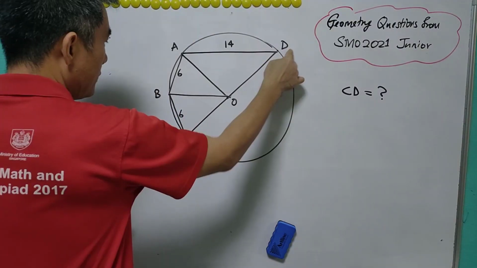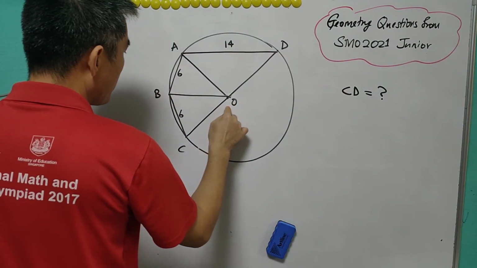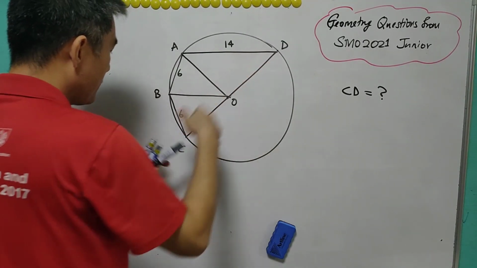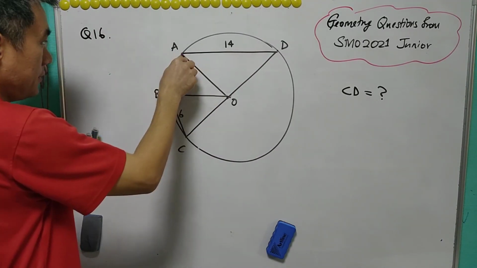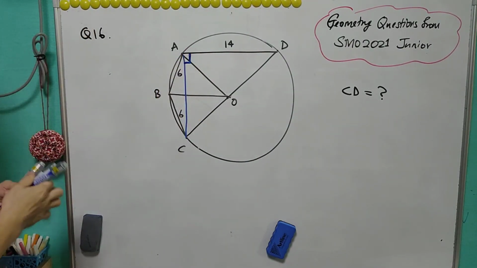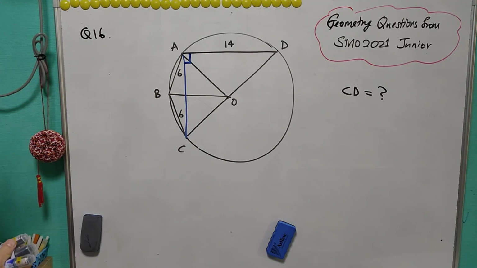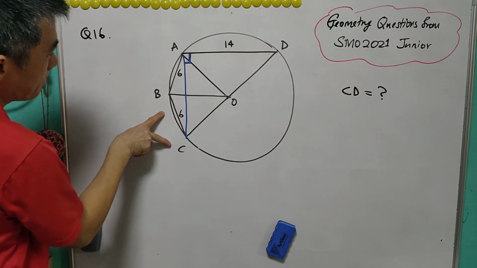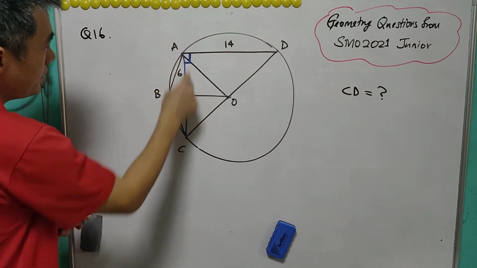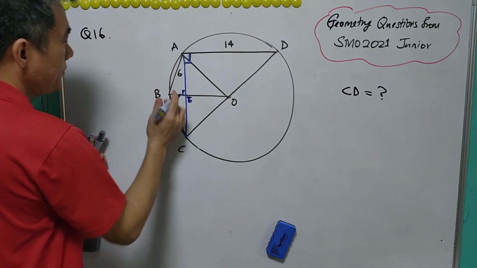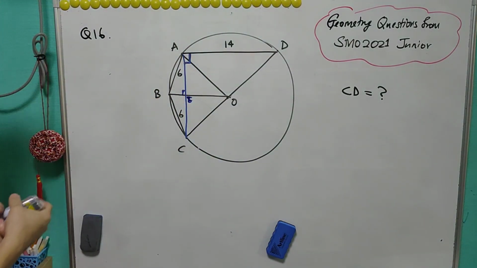First of all, CD passes through the center point O, meaning that CD is a diameter. If CD is a diameter, we can join A and C, and we'll see that this will be a 90 degree angle. This is the first point that we have using property of circle. The second point that we notice is AB equals to BC. So ABC is an isosceles triangle, and then this angle AEB will also be a 90 degree.